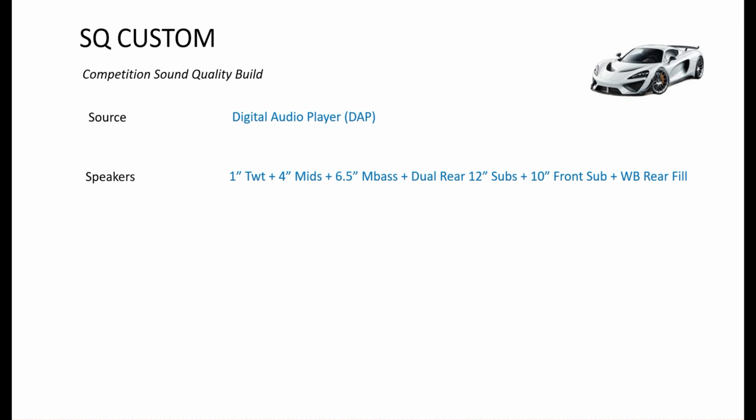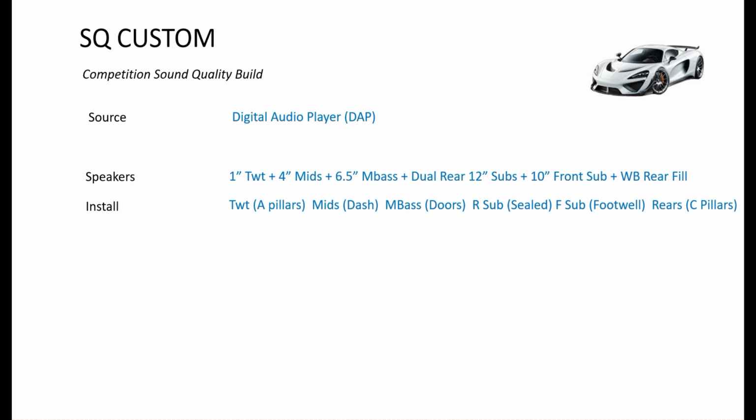I'm going to want a bunch of speakers. I'm going to want some tweeters, high-end 1-inch tweeters, some 4-inch mids, 6.5 mid bass. I want a pair of dual 12-inch subs, a 10-inch sub for the front, and some wide bands to do differential rear fill at the back.